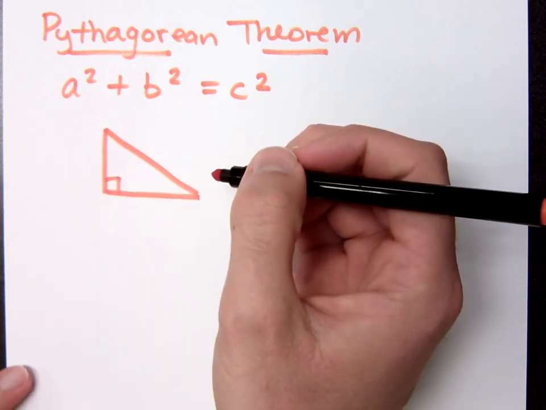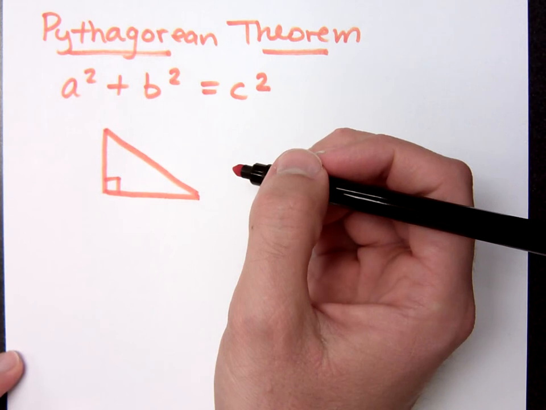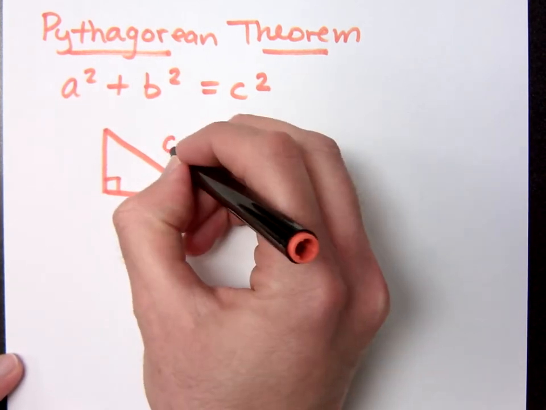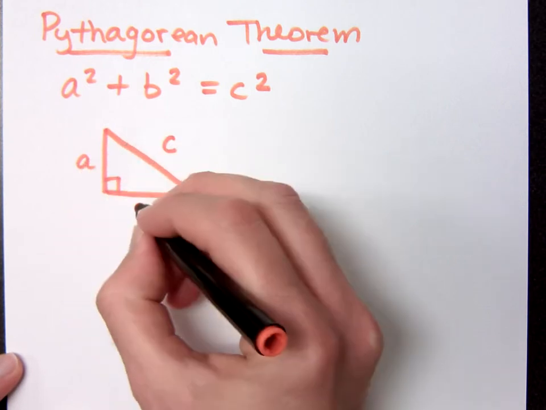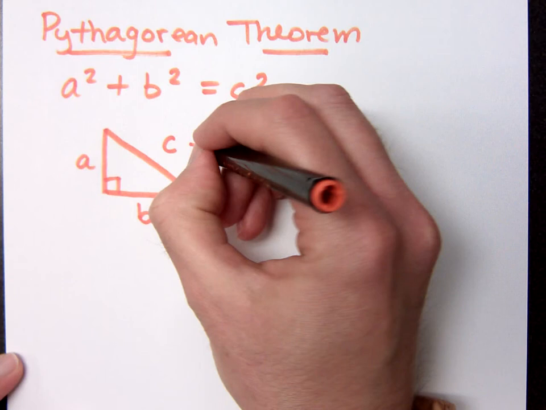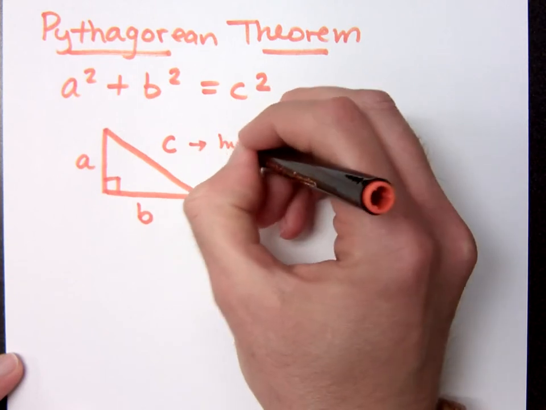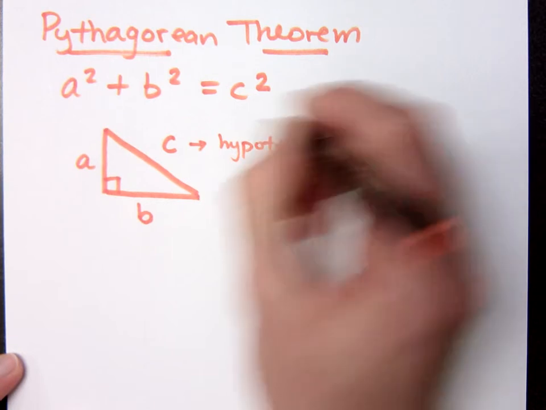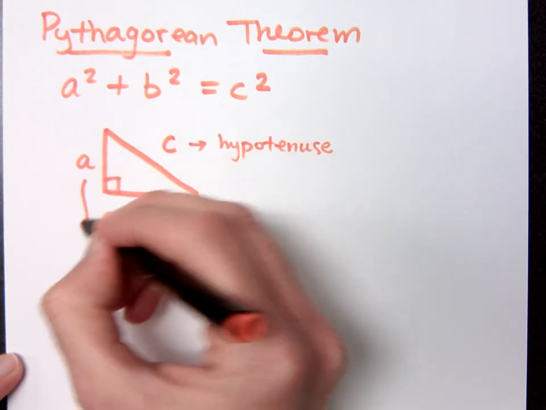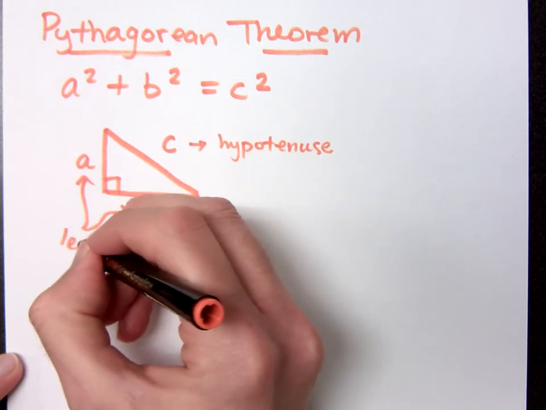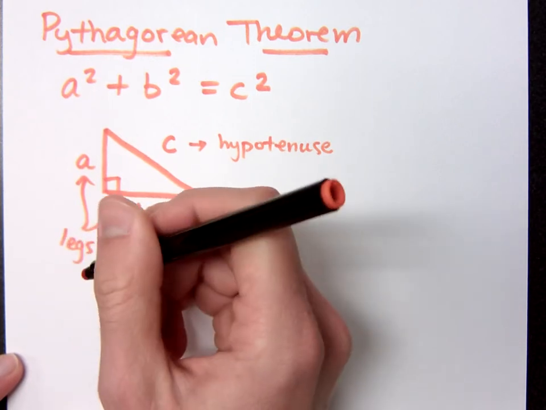Where do A, B, and C go in this triangle? C is the longest one. A and B are the short ones, the ones that make up the right angle, right? What do we say that C is? C is the hypotenuse. And what about A and B? They're legs. See, right triangles have legs. They know how to use them.